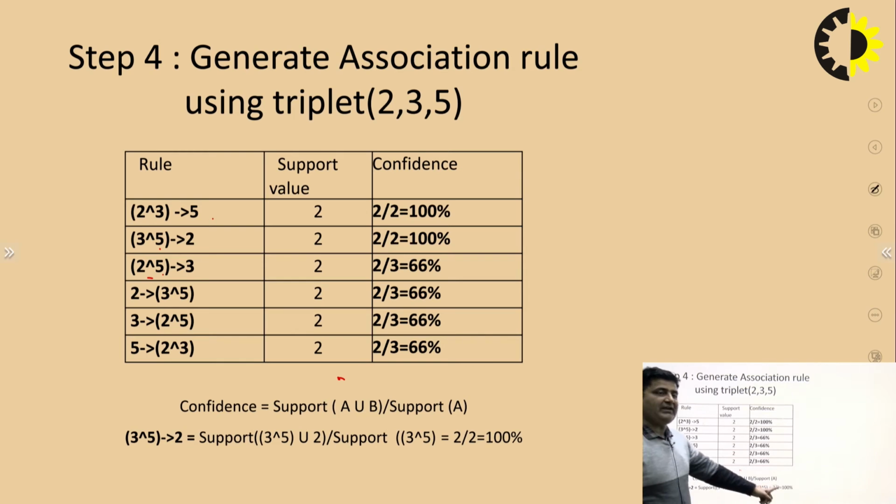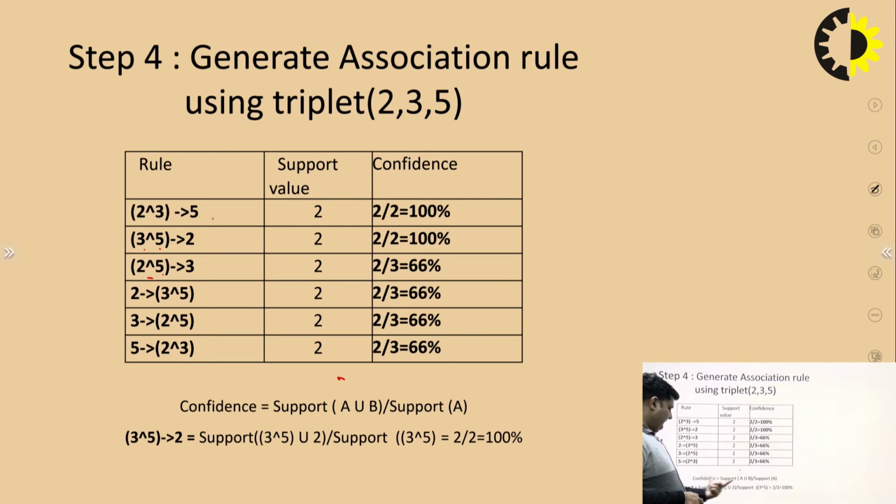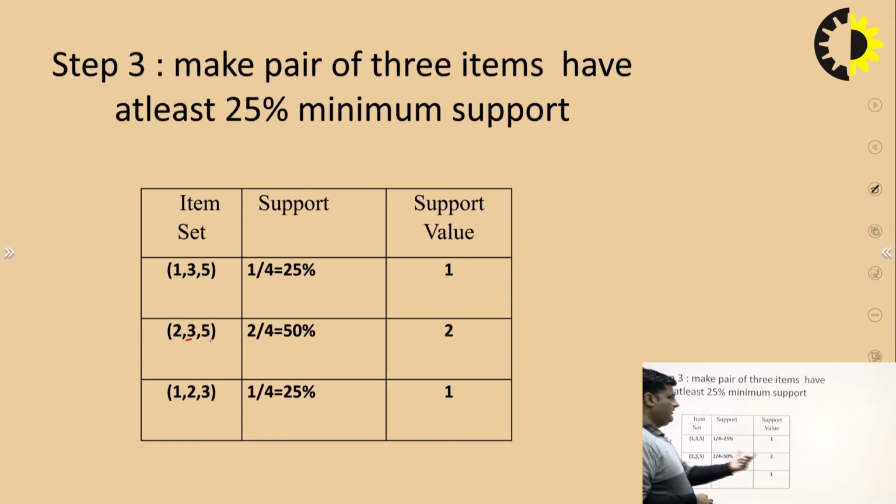Now we have the support of A. Now A is the 3 and 5 pair. If we check the support value of the 3, 5 pair, we check it in the 2-pair step. In 3, 5 the support value is 2. So what happens in this? We use this value here. Confidence is the support of A union B divided by the support of A. We use A as 3 and 5. The combination of 3 and 5 is A and 2 is B. So when we take the union of A and B, the answer is 2, because in step number 3 the support value is 2.